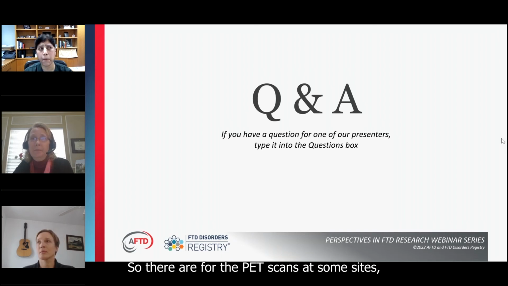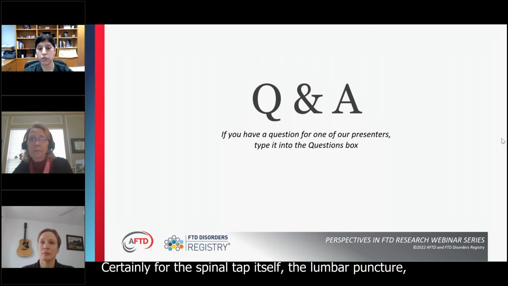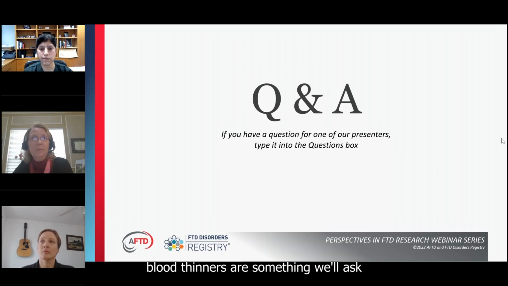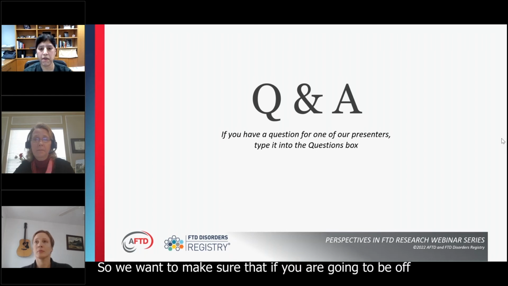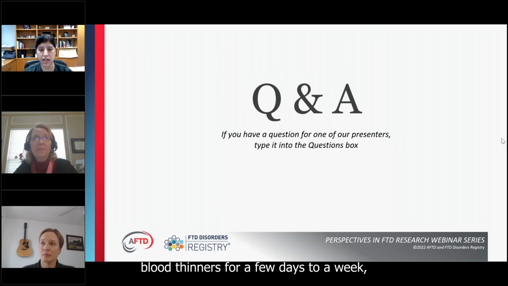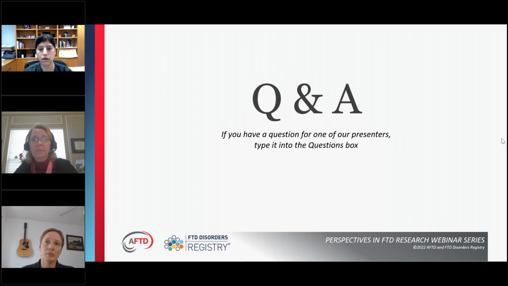For the PET scans in some sites, there are a few restrictions about medications, but point being, if you sign up for it, as you're being ushered into that program at each site, they will guide you through what is permissible. Certainly for the spinal tap itself, the lumbar puncture, blood thinners are something we'll ask about early and often. It is a volunteer procedure, it's not for your clinical care. So we want to make sure that if you are going to be off of blood thinners for a few days to a week, that your doctor's okay with that and it's safe to do so. Each site may handle this a little bit differently, but they will usher you through the whole system and make sure that you are never without your meds for an undue period of time.